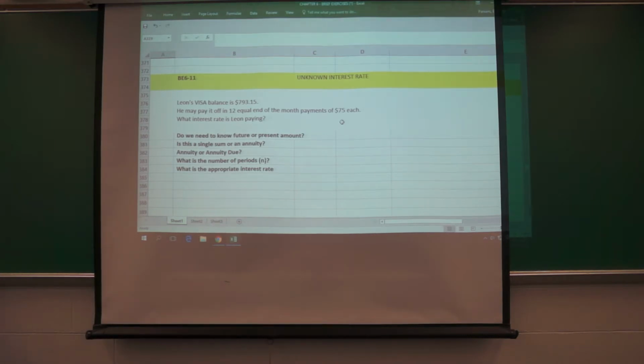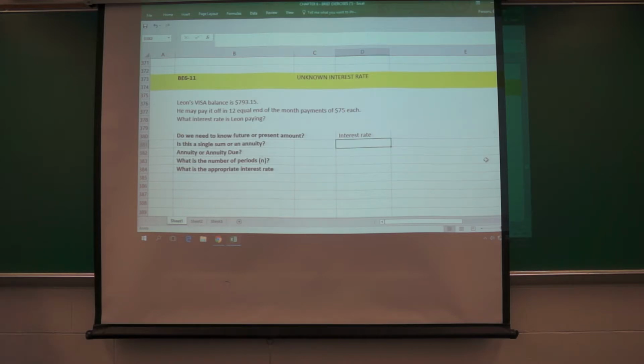So back to the problem now. Leon's Visa balance is $793.15. He can pay it off in 12 equal end of the month payments. What interest rate is he paying? Okay, so when we start to look at this, what are they asking for? What interest rate? So do we need to know the future or the present? We need to know the interest rate. That's what we need to know.